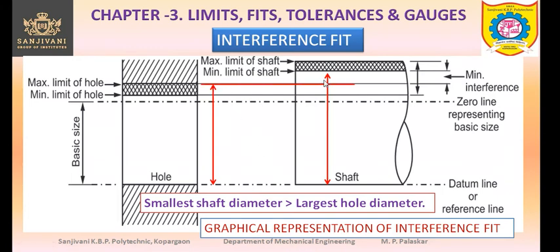So very clearly you can see that the smallest shaft diameter is greater than the largest hole diameter.